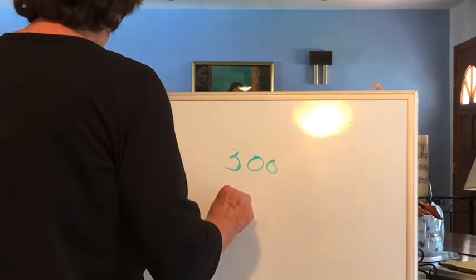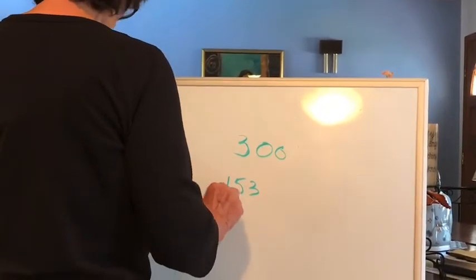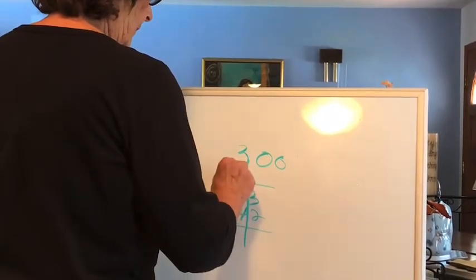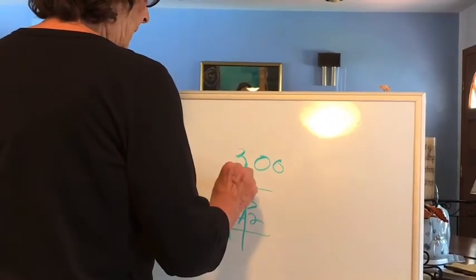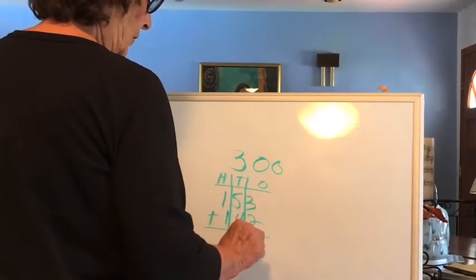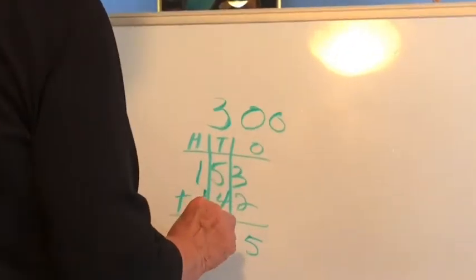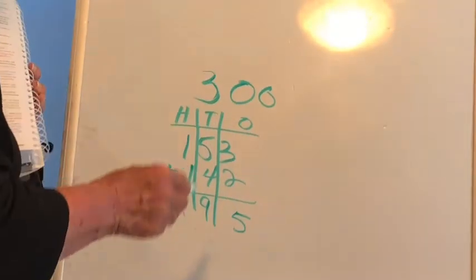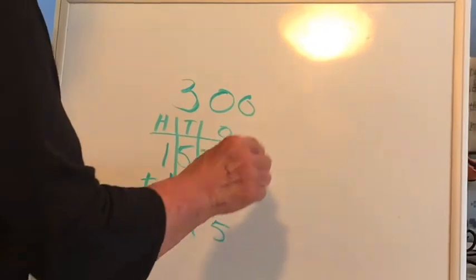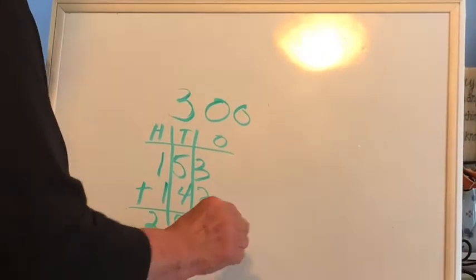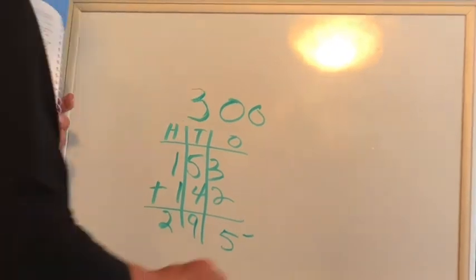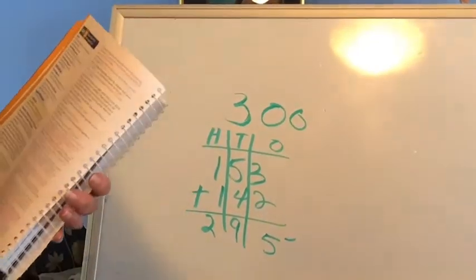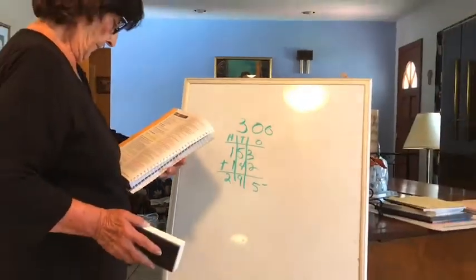153 plus 142. Hundreds, tens, ones. 3 plus 2 is 5. 5 plus 4 is 9. 1 plus 1 is 2. So if they have 300 newspapers, isn't 300 higher than 295? So they would have enough newspapers, and they would have 5 left over in case something got ripped or wet, or maybe a dog chewed it up.